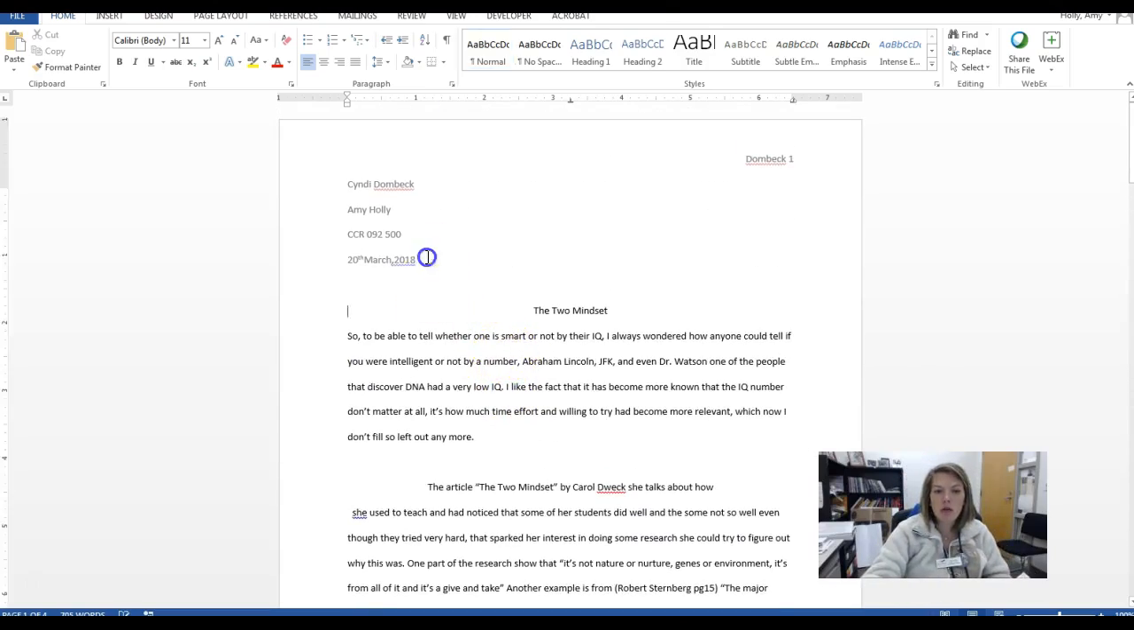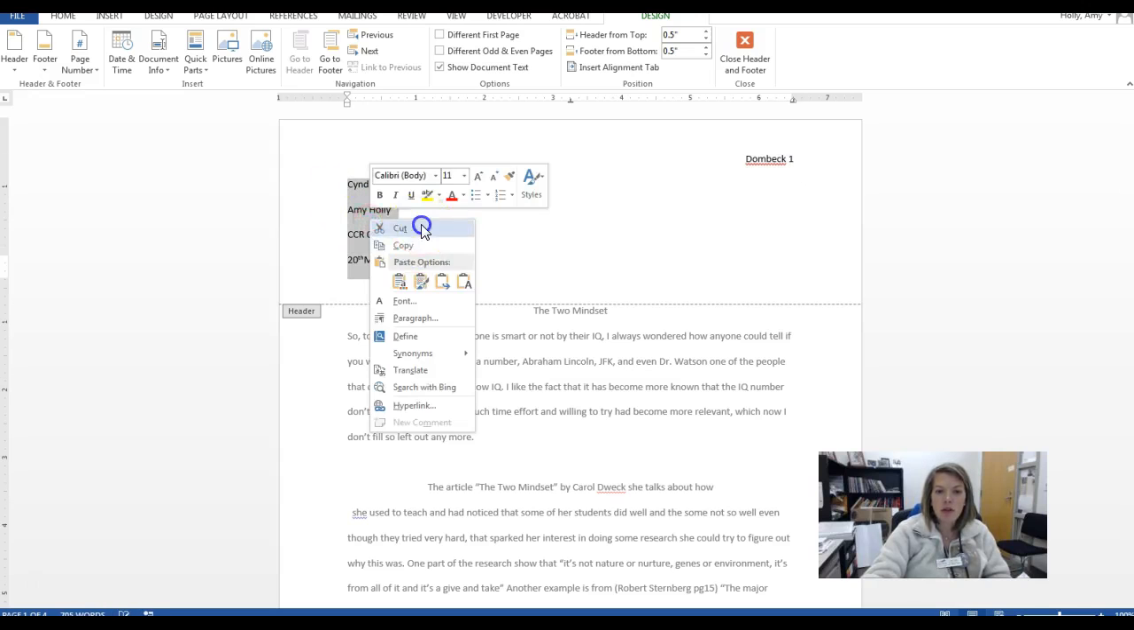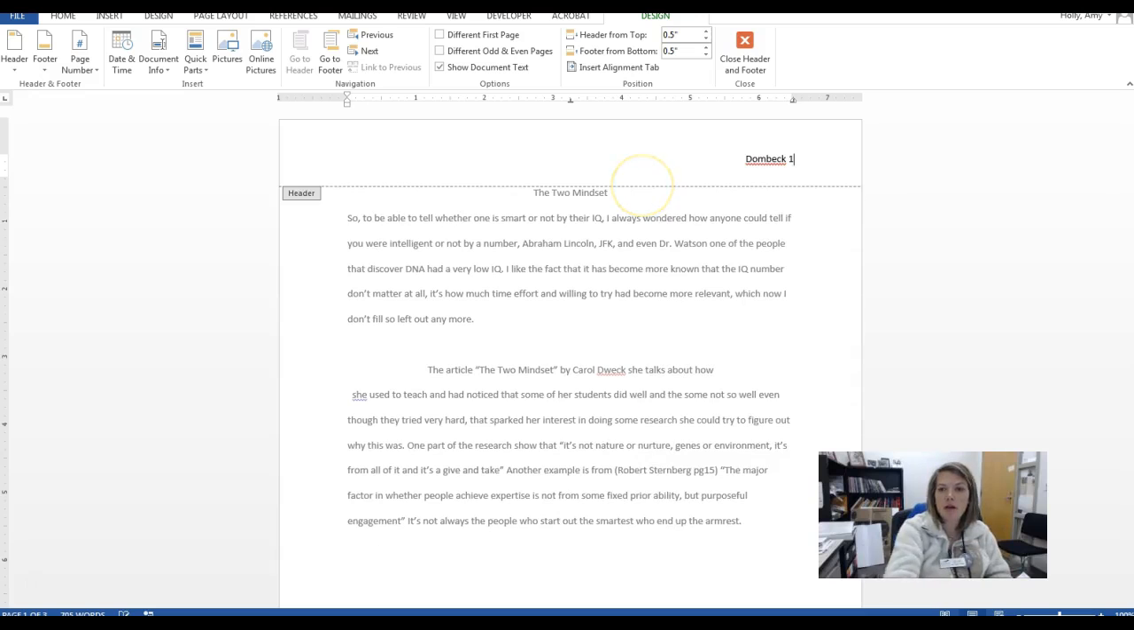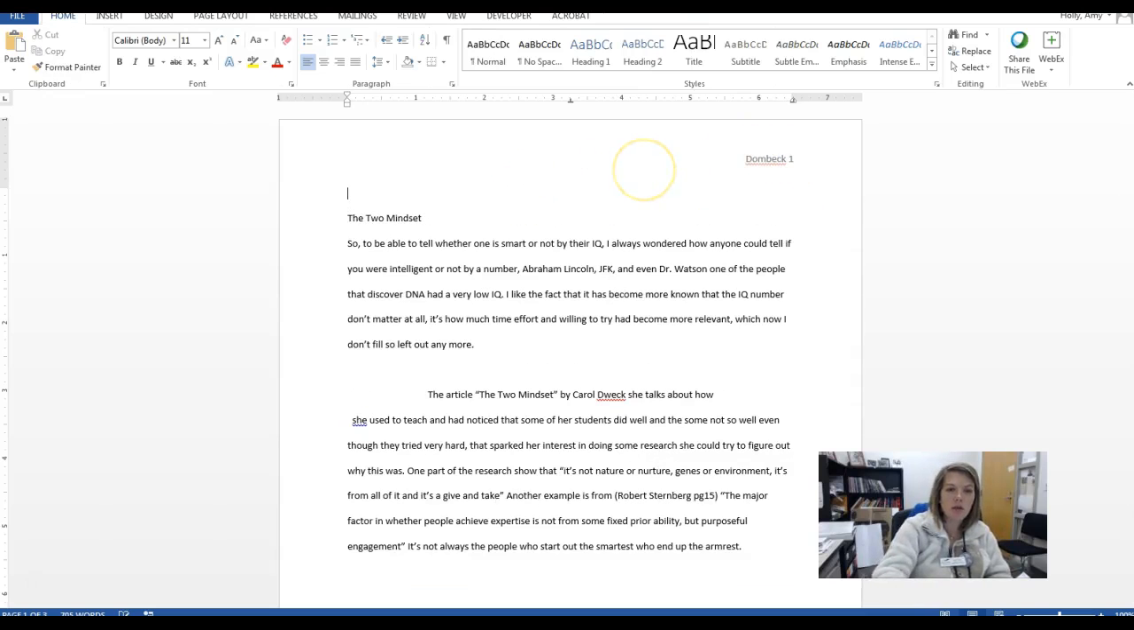Also make sure that you are not including all of the information on these 4 lines within your header. You really only want your header to be your last name and the page number, because that's going to show up on every single page.